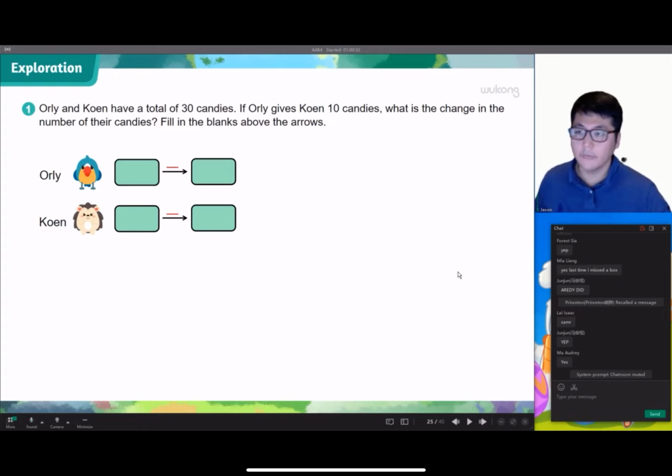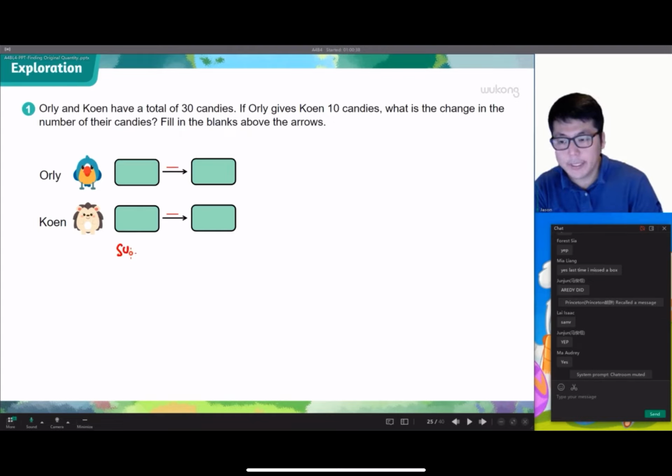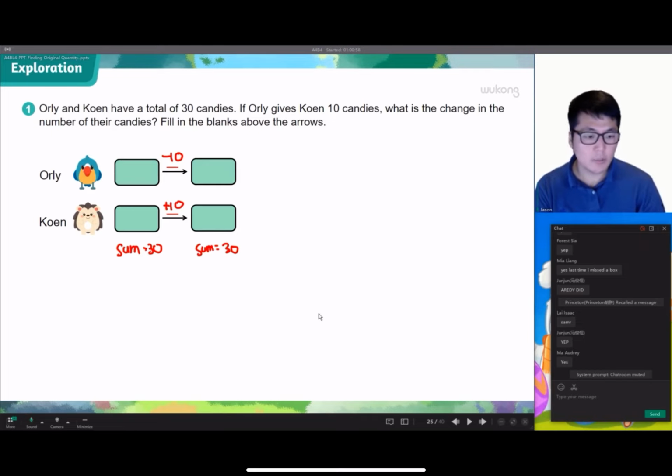All right, so now, Orly and Cohen have a total of 30 candies. So altogether, the sum equals 30, right? Now, if Orly gives Cohen 10 candies, Orly is giving candies, so minus 10 candies, but Cohen will get more candies. But guys, they'll still have the same number of candies altogether. So that's pretty much it.